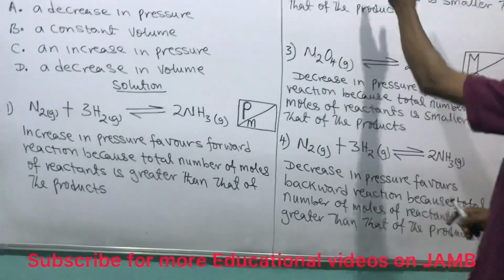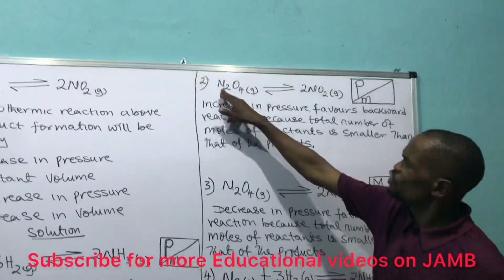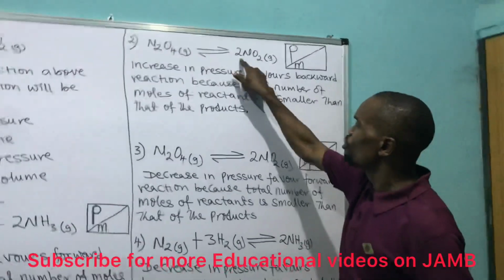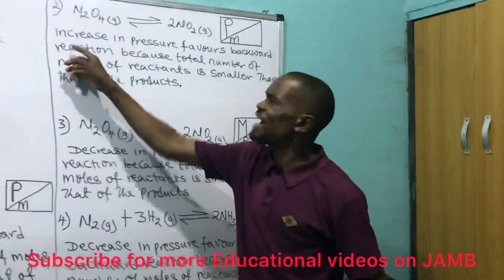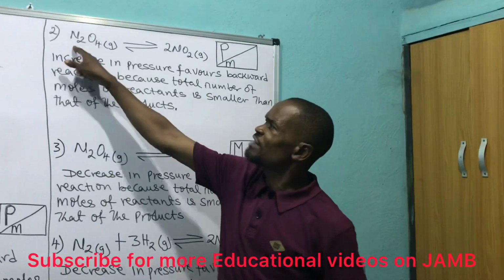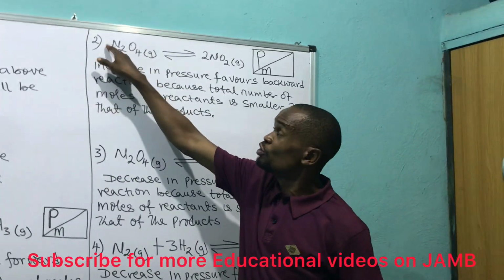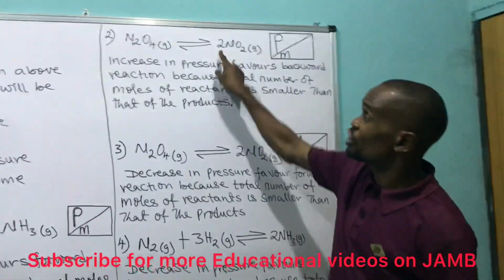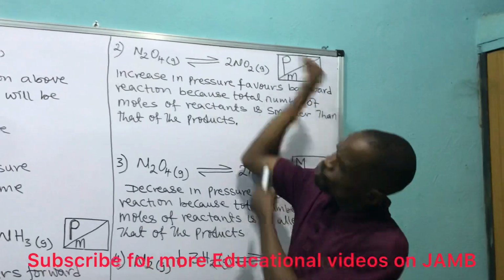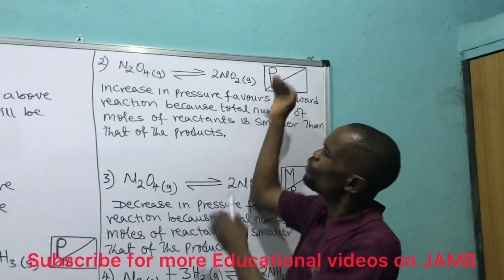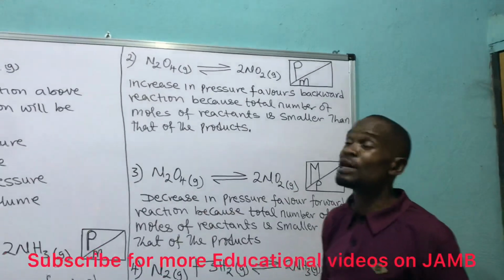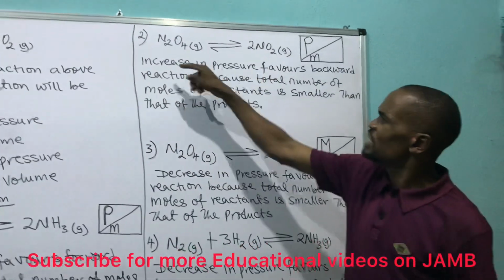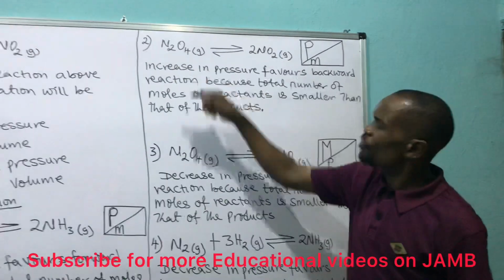Then number 2. We'll look at this. The total number of moles here is 1, while the total number of moles here is 2. You now see that if I increase the pressure here, the total number of moles in the reactant is less than the total number of moles in the product. If I increase the pressure here, it will favor the backward reaction, because it will always go to the lesser mole. And what is the lesser mole? The reactant. So the backward reaction will be favored.